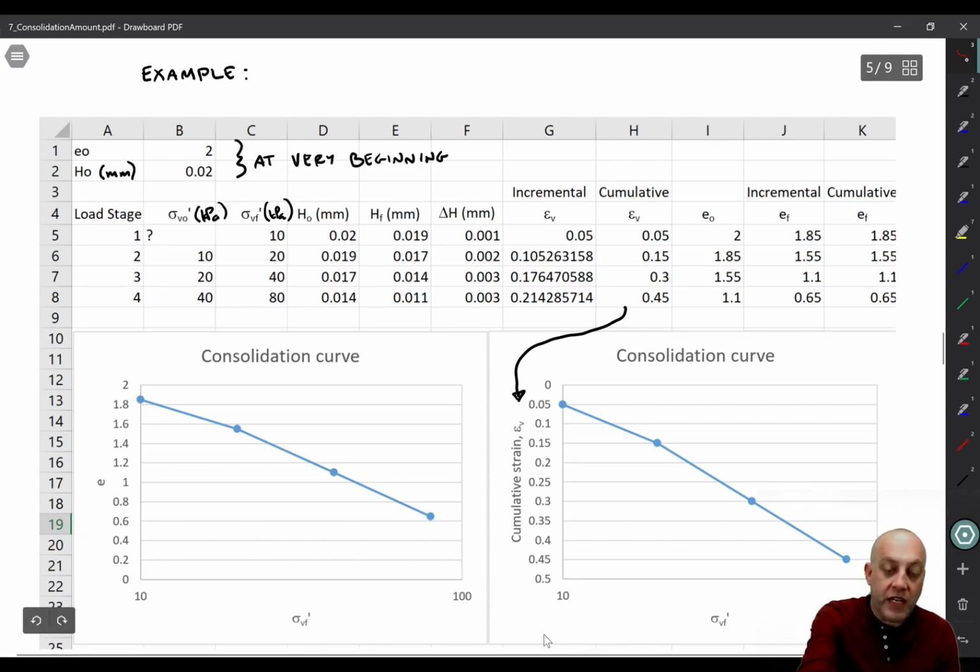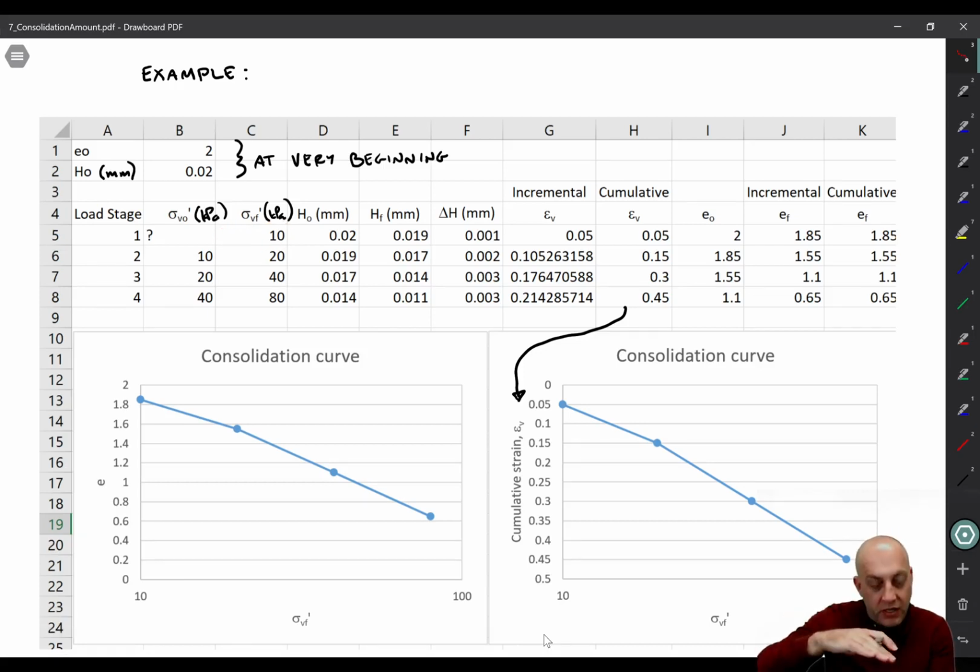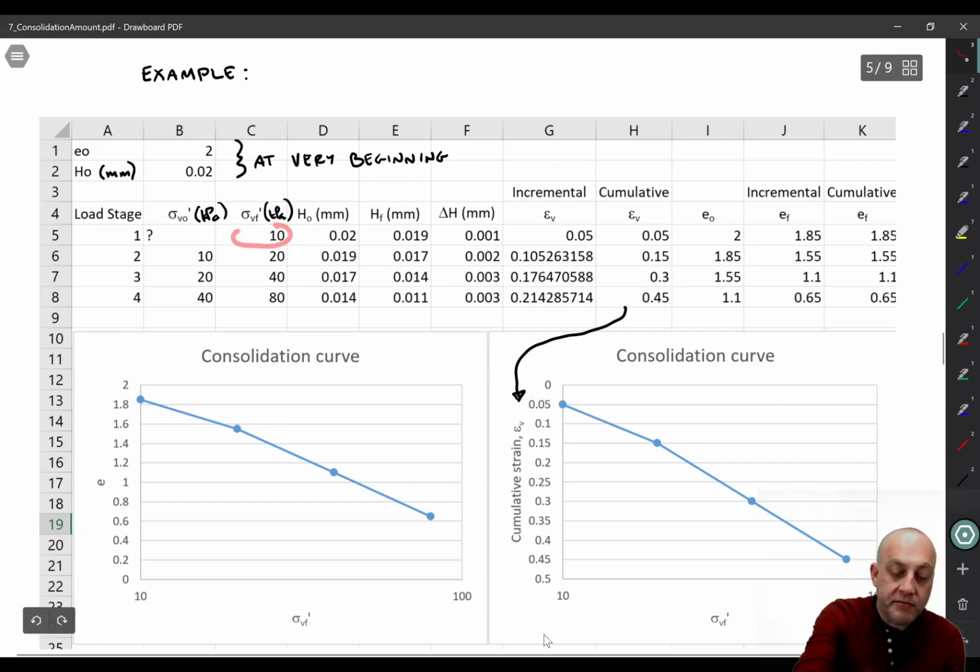And then sigma v f prime would be at the end of load stage 1. We know that we've put some load on, so now there's a finite amount of total stress, and we've added water to that chamber and allowed the soil to soak up that water, so we know the pore pressure now, right? The pore pressure in the specimen will come into equilibrium with the little reservoir that we have. So we do know the effective stress at the end.